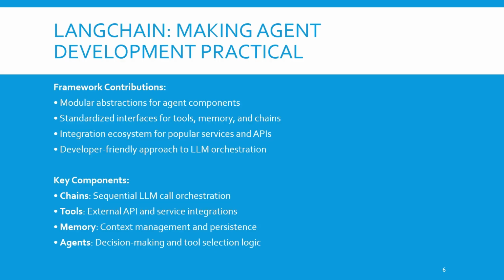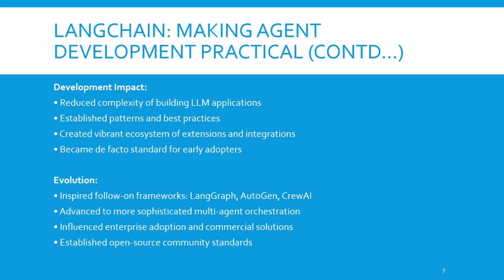Rather than requiring teams to build everything from scratch, LangChain introduced crucial abstractions such as tools, chains, memory management, and agent logic. It provided standardized interfaces for integrating popular services and APIs, making it easier to prototype and deploy LLM-powered agents by handling much of the complex plumbing work. Developers could now build everything from simple question and answer bots to sophisticated multi-step workflows with API access, search capabilities, and state management.